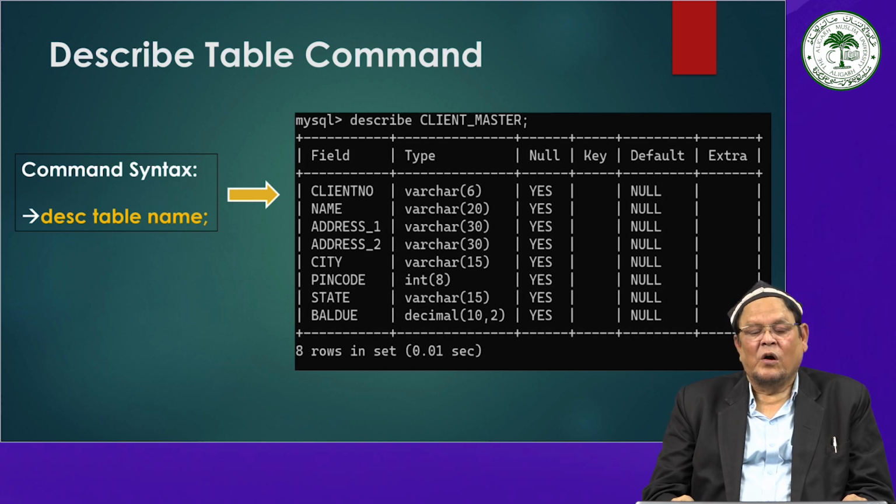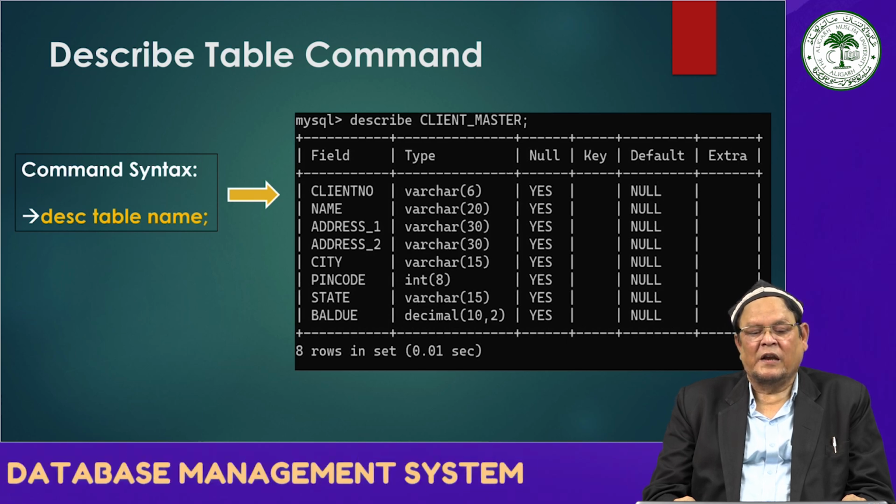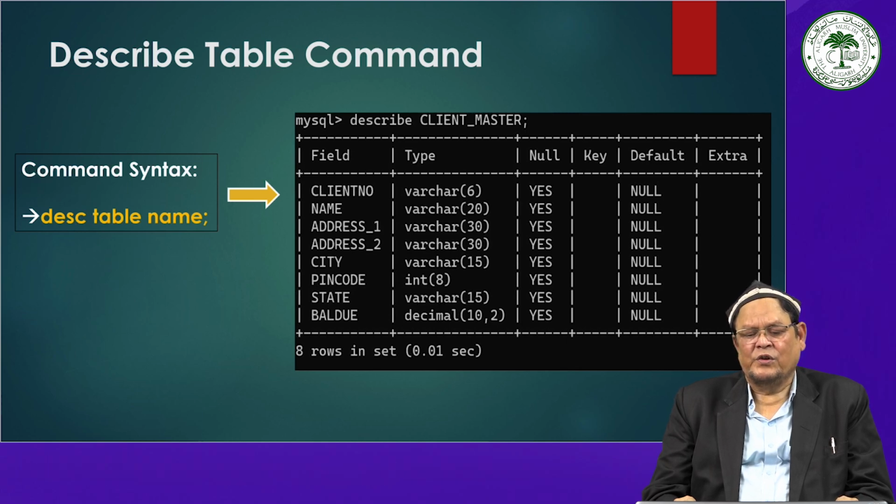It will display all the fields like that: client number, name, address 1, address 2, city, pin code, state and balance due, and all are null. Here it will display null. It means we have not defined not null, so the record can be added without a value. And default also is null. So it will show 8 rows.